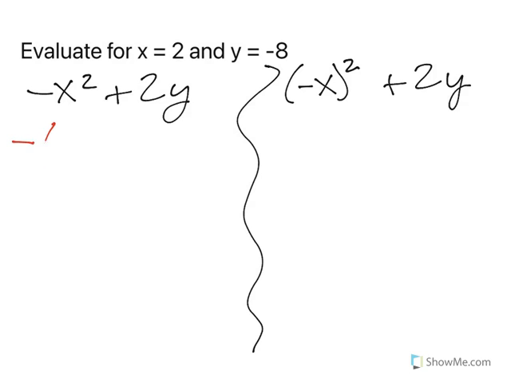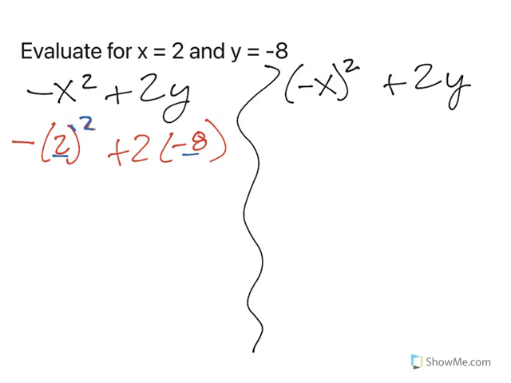We have -2 squared plus 2 times (-8). I always put, when I substitute in, I always use parentheses. All right, so we have nothing to do inside parentheses. This is a 2, this is a -8. Those are just numbers. So we're ready for exponents.